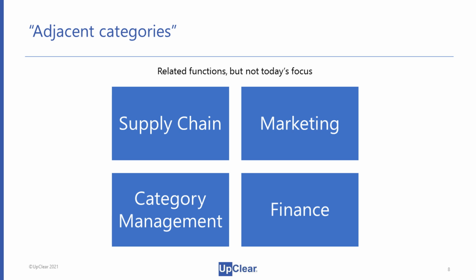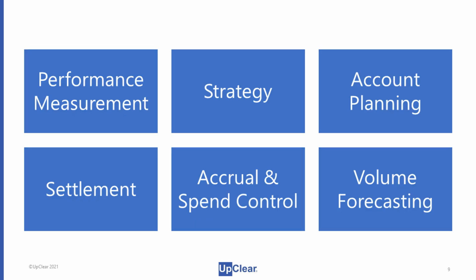And we also want to just specify what we're not covering. We'll call these adjacent categories. They're related, there's a lot of touch points, but these functions are not going to be the focus of today's presentation. And what we're going to do is boil those 30-plus categories down into these 6 topics: performance measurement, strategy, account planning, settlement, accrual and spend control, and volume forecasting.